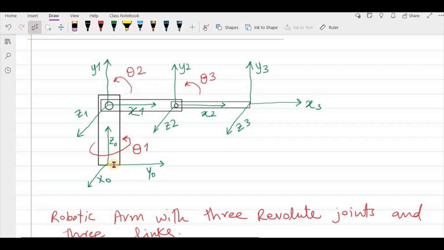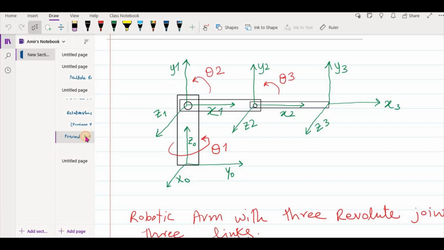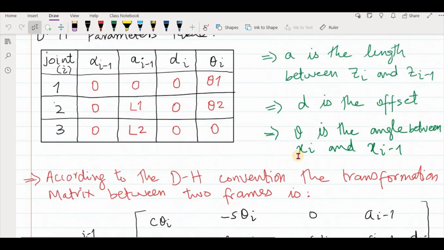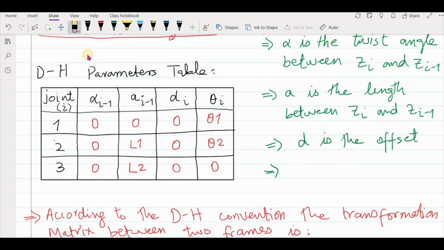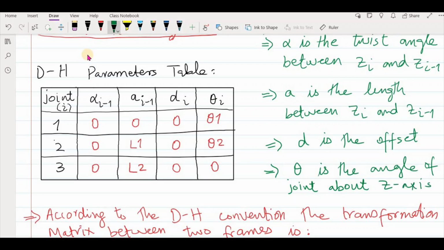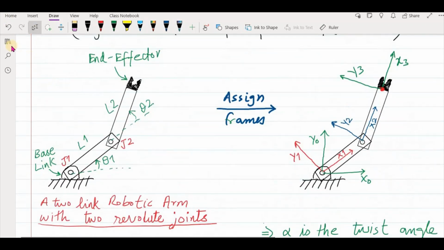For example, we are talking about this joint here, joint 1, and theta 1 is the angle about the z-axis of the frame 0. Similarly, on the previous page we said that theta is the angle between xi and xi minus 1. This is not true. The actual statement will be like this: theta is the angle of joint about z-axis. Okay, that's what the angle is.